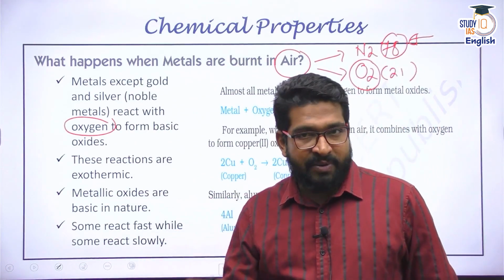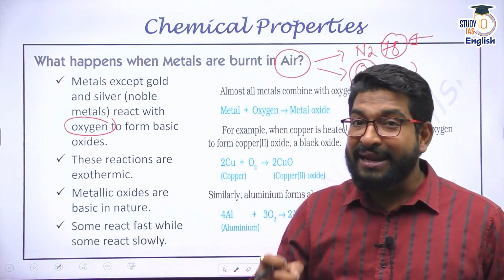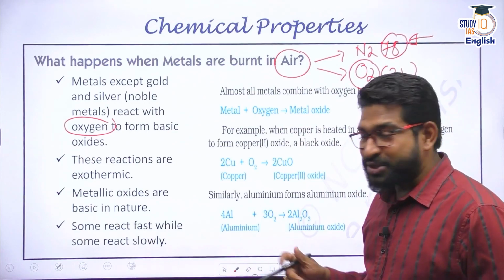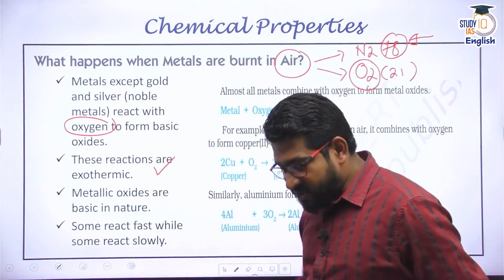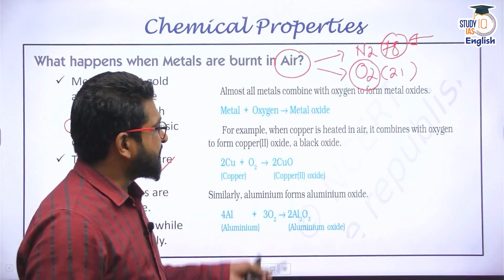And we know from our previous interaction itself, metal oxides are basic in nature, right? Metal oxides are basic in nature. And these reactions are exothermic. That means when we burn them, more and more amount of heat is also released. Some of the examples can be given here.